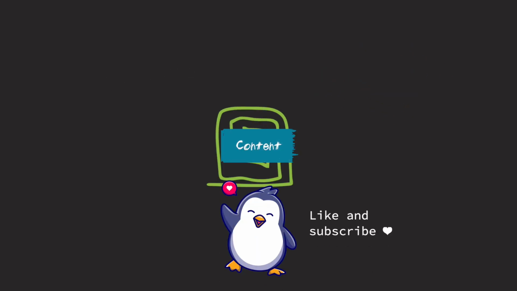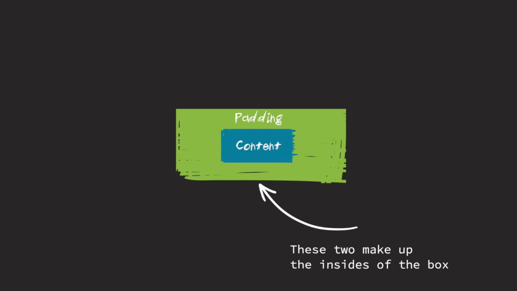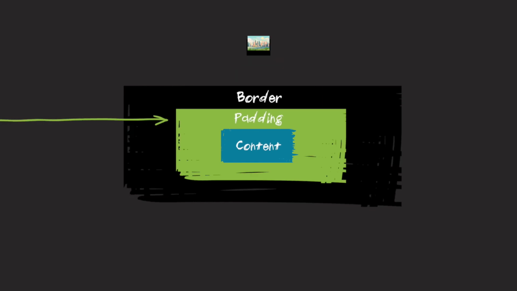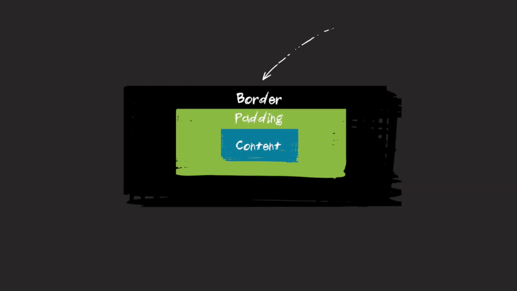Content, the area where text, images, or other elements are displayed. Padding, the space between the content and the border. Padding is inside the box and increases the space within the box itself. Border, a visible outline that surrounds the padding and the content. It is a part of the outer dimensions of the box.